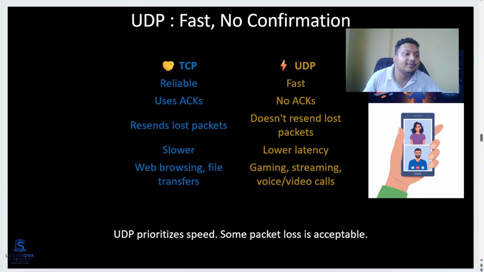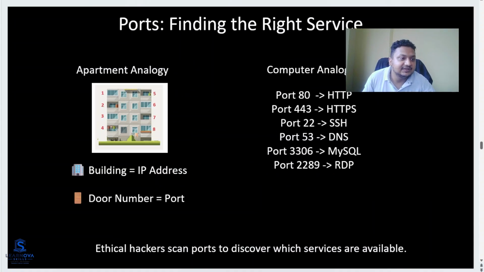So remember the basic comparison. TCP: reliability. UDP: speed and lower latency. Neither is simply better. They are designed for different requirements. Now we know how traffic travels between machines. But once traffic reaches a computer, how does it know which server should receive it?